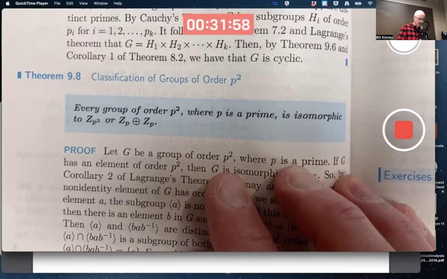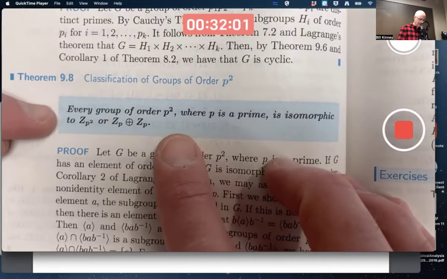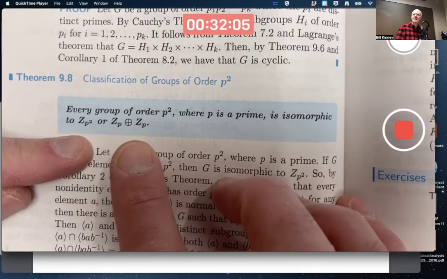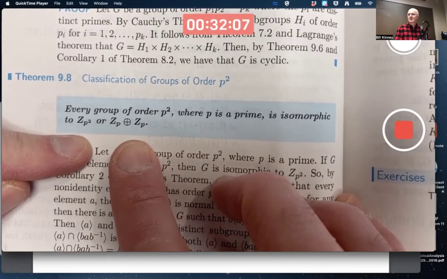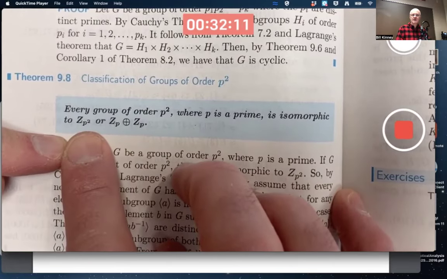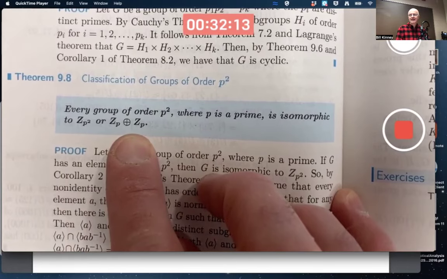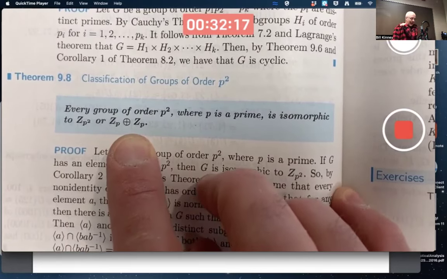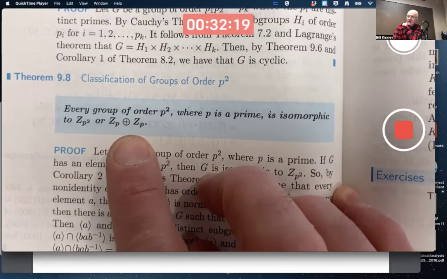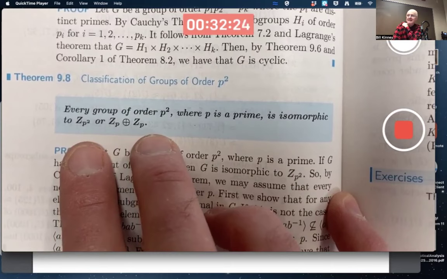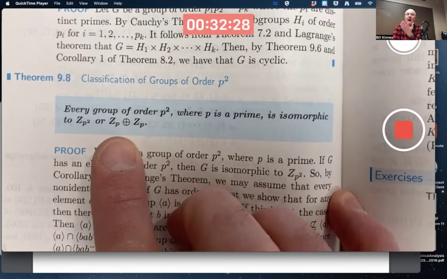Classification of groups of order P squared, where P is prime. Every group of order P squared, where P is prime, is isomorphic to one of two things. All right, this could be a true-false question as well. It's either cyclic of order P squared, or it's an external direct product of two cyclic groups of order P. And since P is not relatively prime to P, these two are not isomorphic. These are two distinct isomorphism classes. But these are the two possibilities, and they are both abelian.